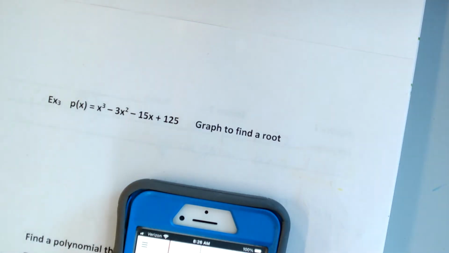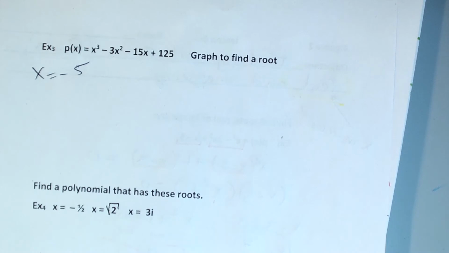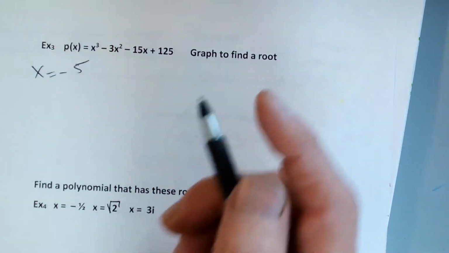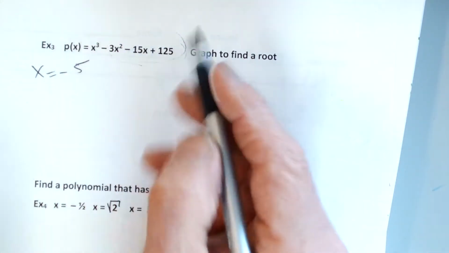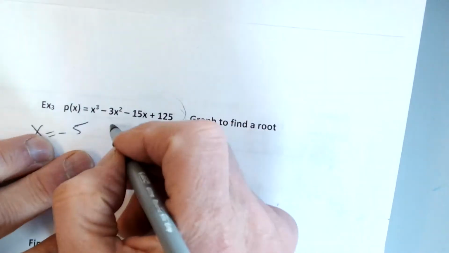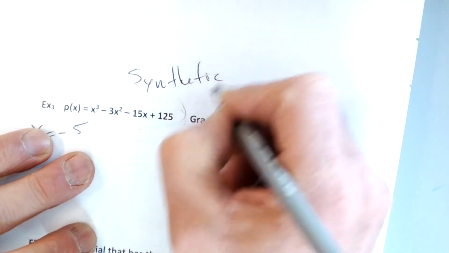Got one right here, negative 5, right? Negative 5 is definitely a root, okay? So I know for sure x equals negative 5 is a root. So again, how do we find another root? Well, we need to reduce this down. So let's use synthetic division again. Synthetic division.